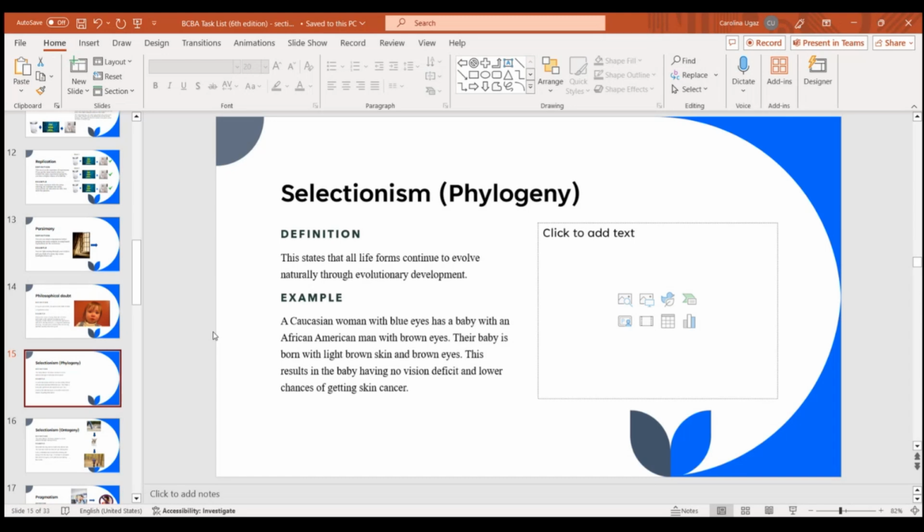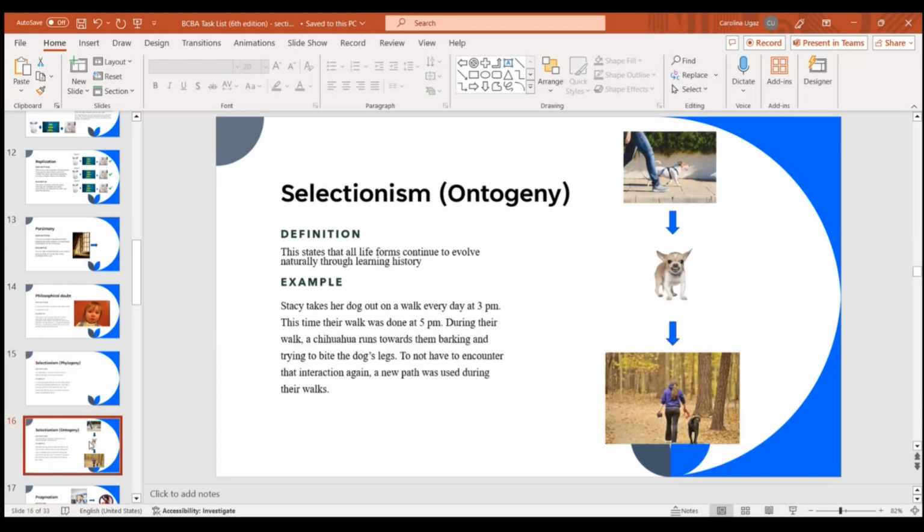Yeah. I mean, this is a good example, but on to Jenny. Definition, this states that all ontogeny, life forms continue to evolve naturally through learning history. I think it's ontogeny, but I could be wrong. It probably is. I'm really bad at pronunciation. I think it is, you're right.